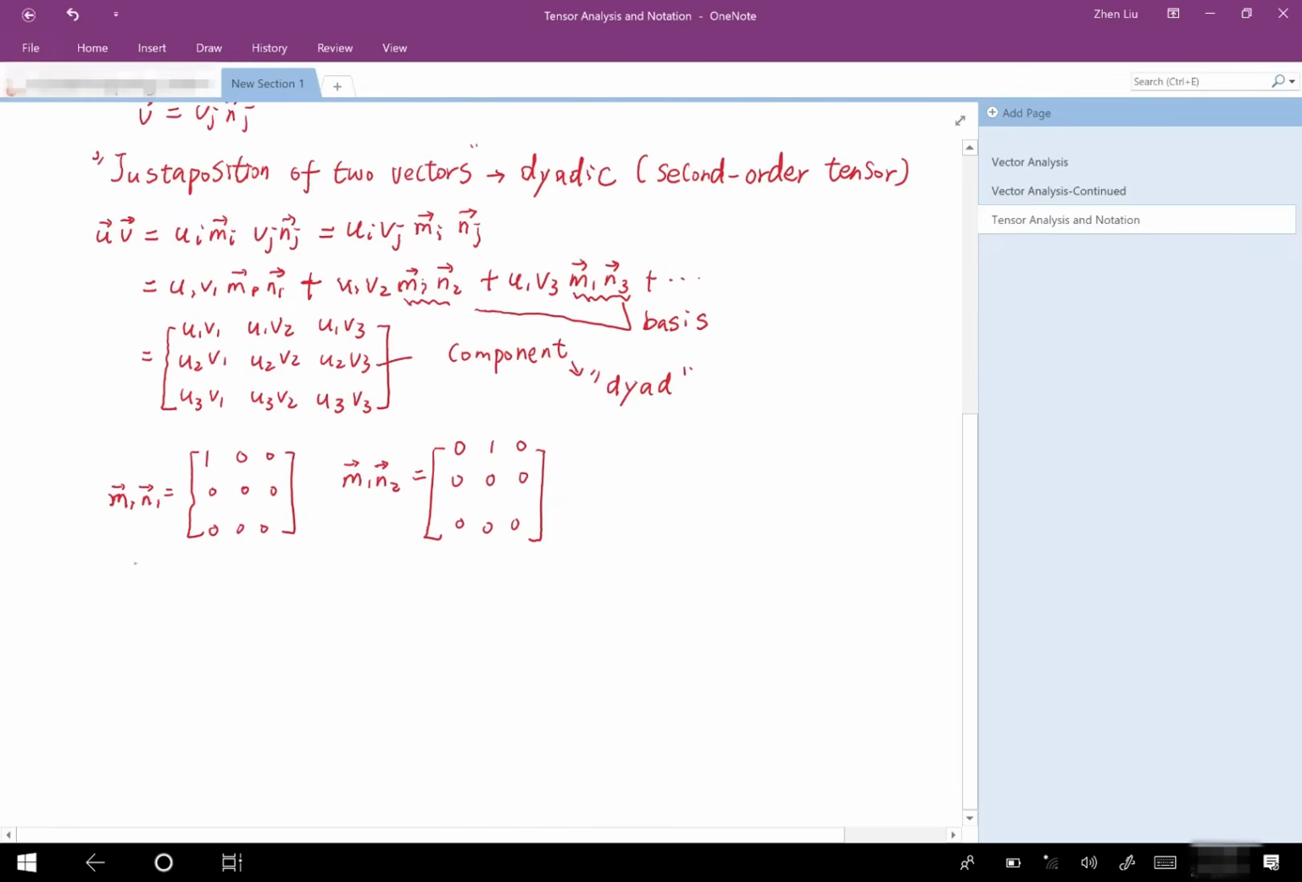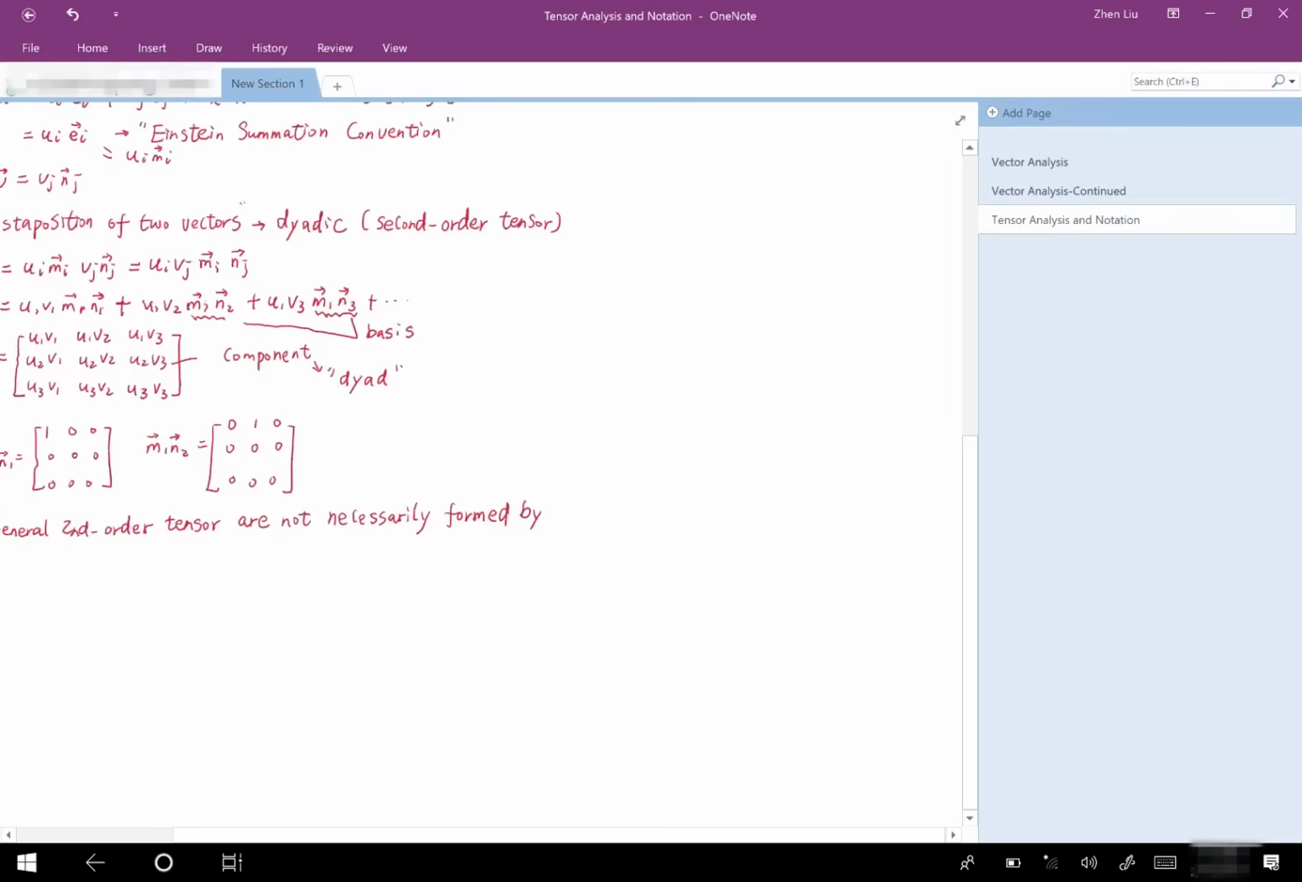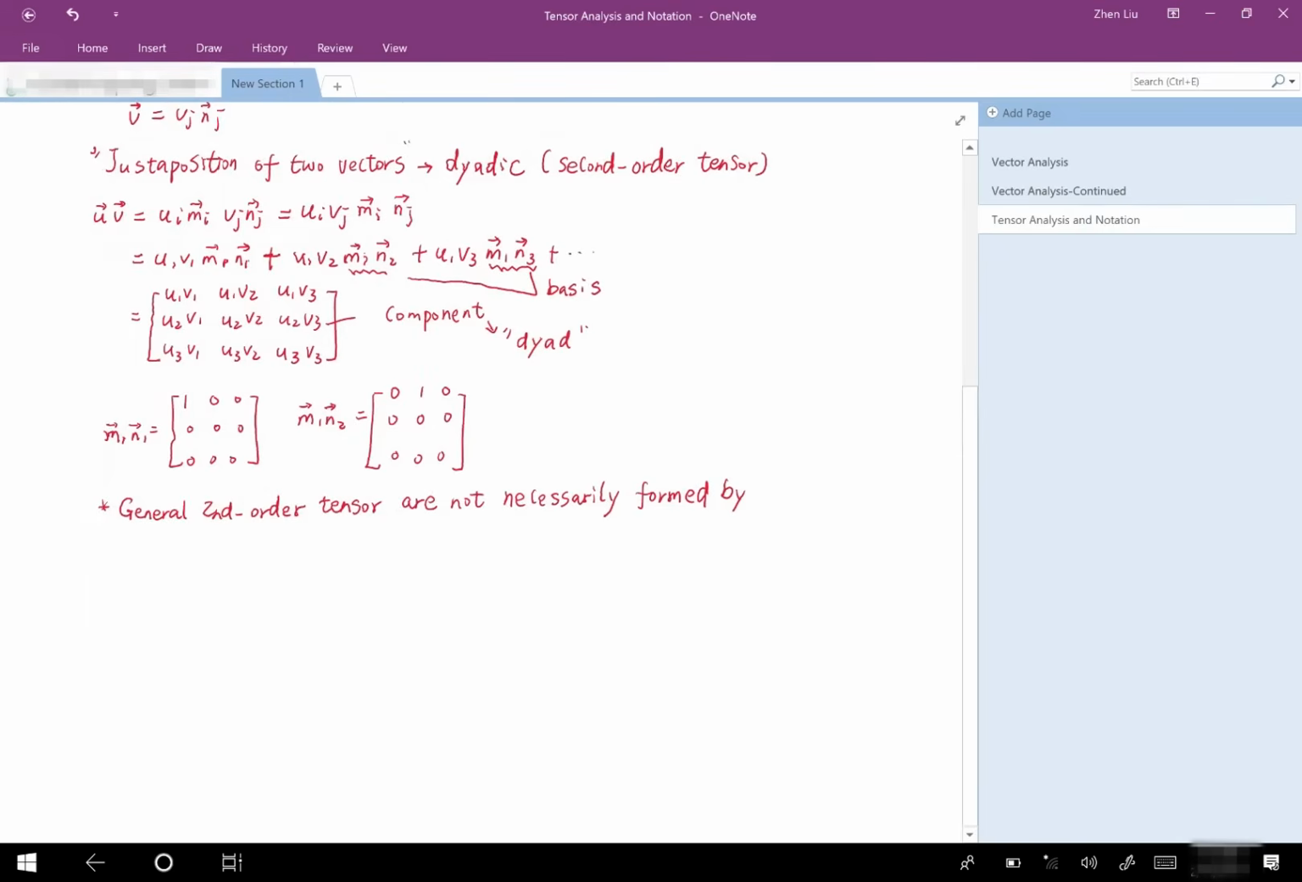However, general second order tensors are not necessarily formed by the juxtaposition of 2 vectors.